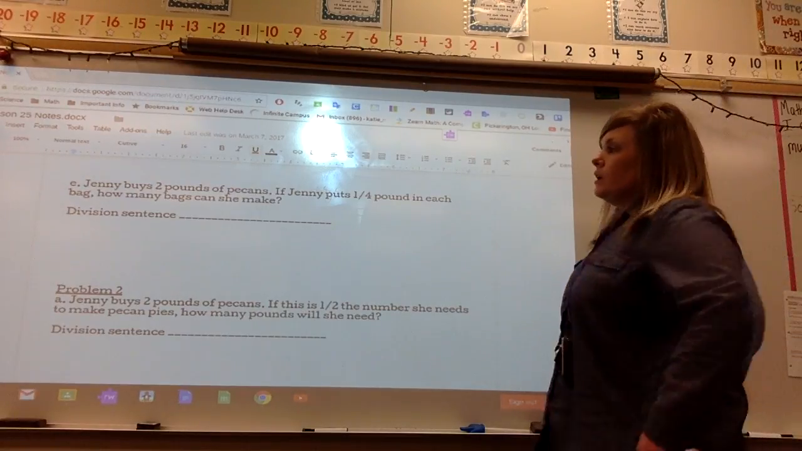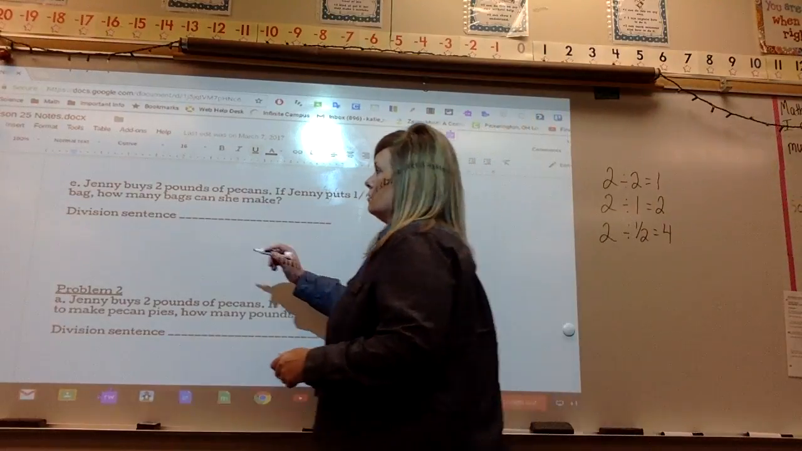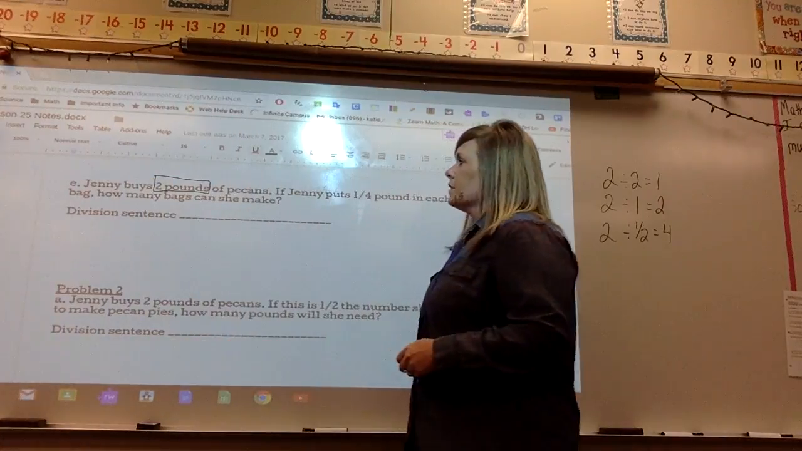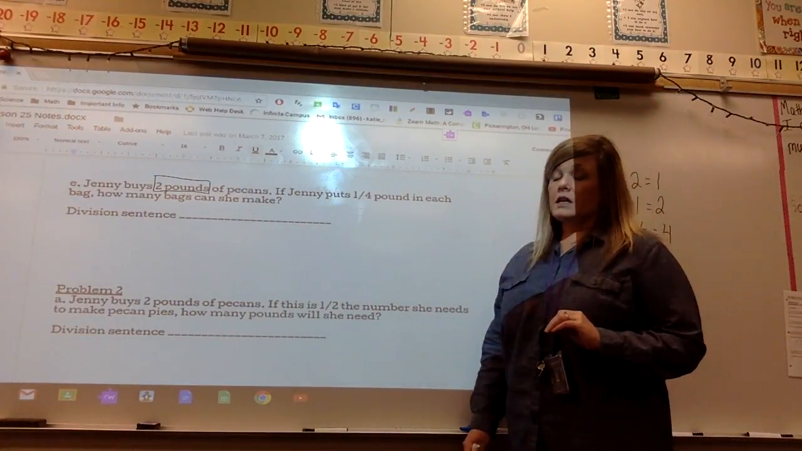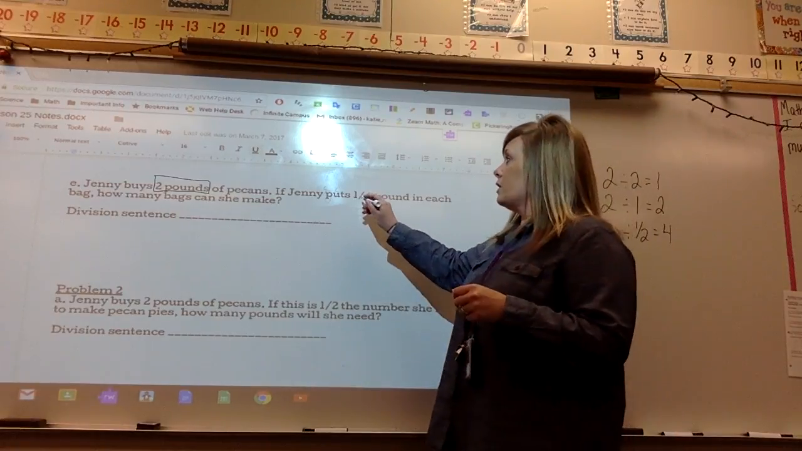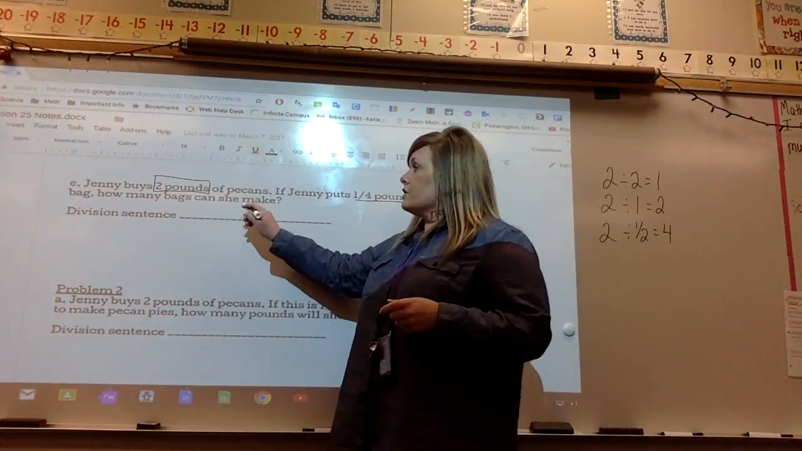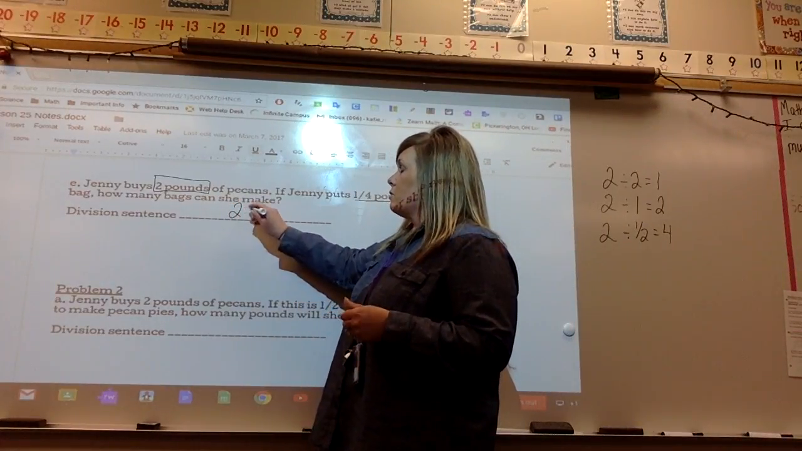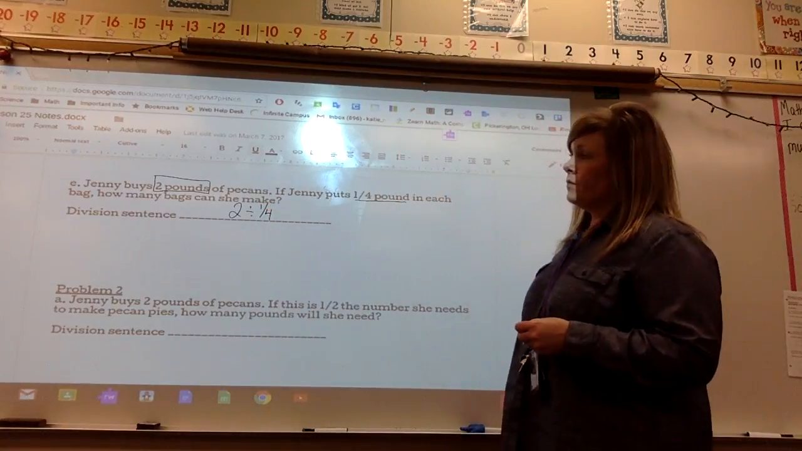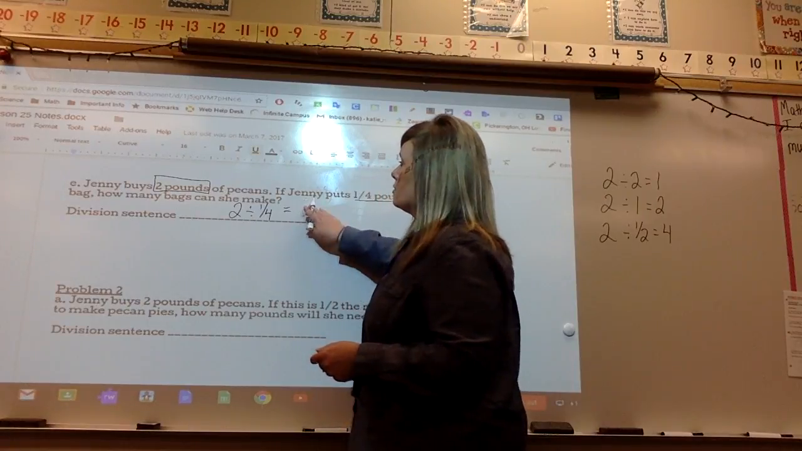All right, this time she's still starting with 2 pounds, so box it in. This time she's separating it into bags that are going to hold 1/4 of a pound. So I'm trying to figure out how many 1/4 are in the whole number 2. So our division sentence is going to be what she's starting with divided by the 1/4. If you think you know the answer, I almost gave it to you.